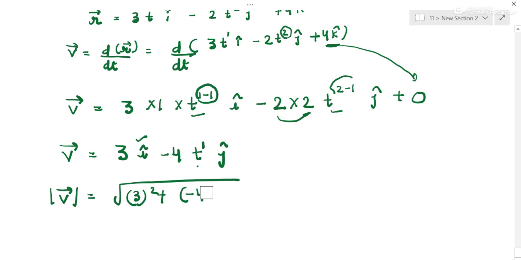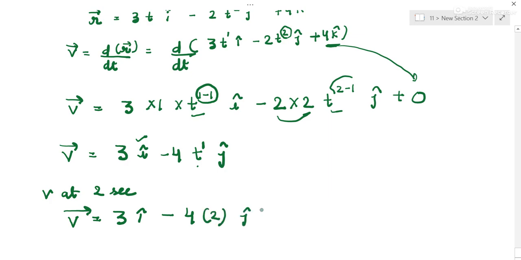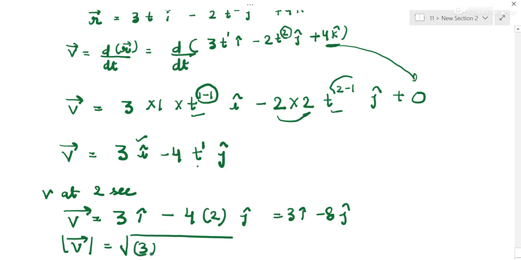Okay, anyways, we need velocity at some particular time, I guess. We have to tell velocity at 2 seconds. So find out the velocity vector. It is 3 i cap minus 4 into 2 j cap. That is 3 i cap minus 8 j cap. So the velocity's magnitude would be found by taking the square root of this. So it is equal to root 73.